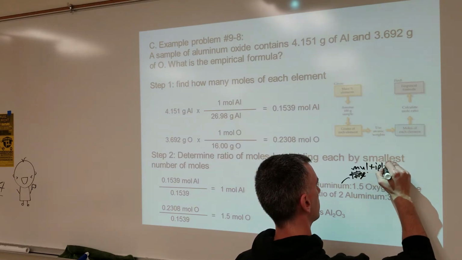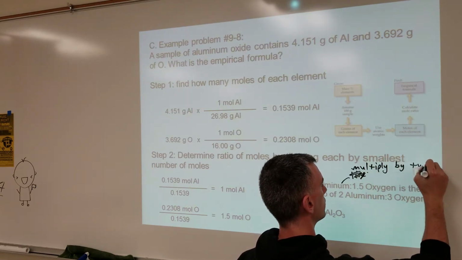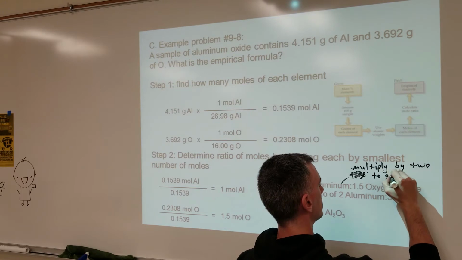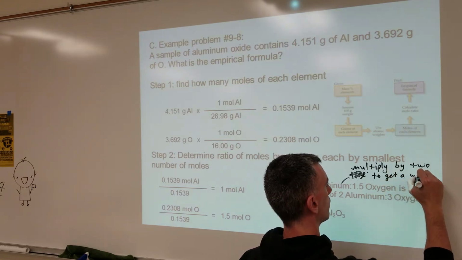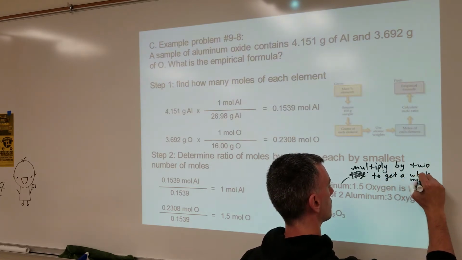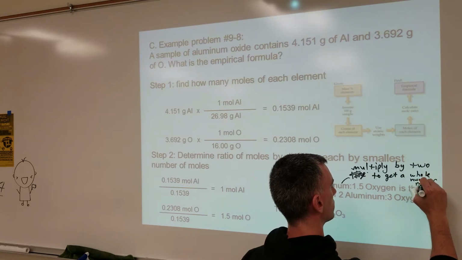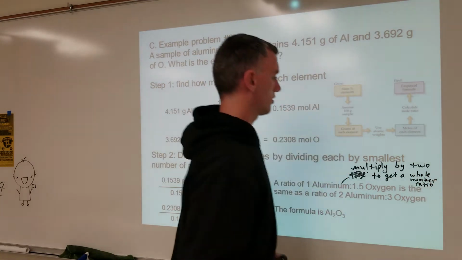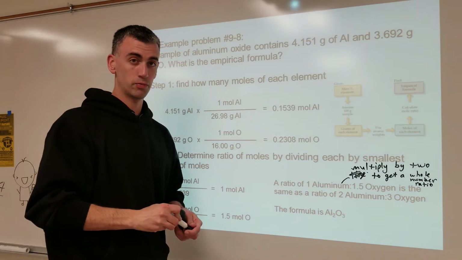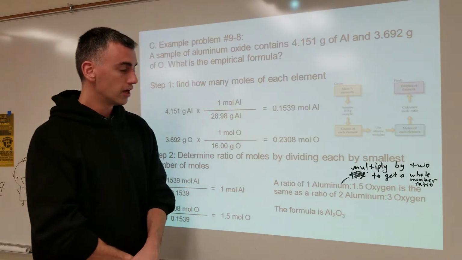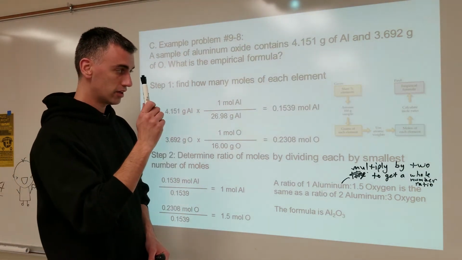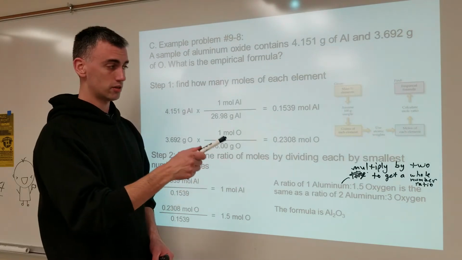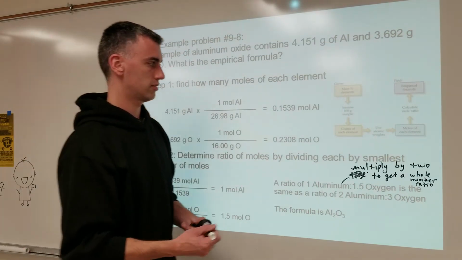Multiply by 2 to get a whole number ratio. Okay, I make that note on here. You, the viewer, would probably do well to make that note on your page too. Again, if 2 doesn't work, try bigger numbers.